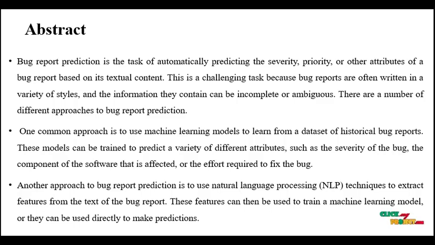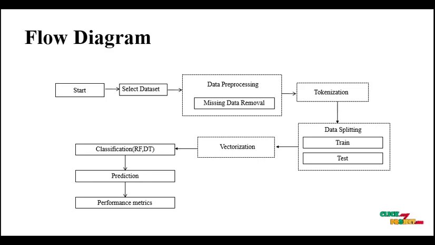Another approach to bug report prediction is to use an NLP technique to extract features from the text of the bug report. These features can then be used to train a machine learning model, or they can be used directly to make predictions. Now let's see the flow diagram of this project.